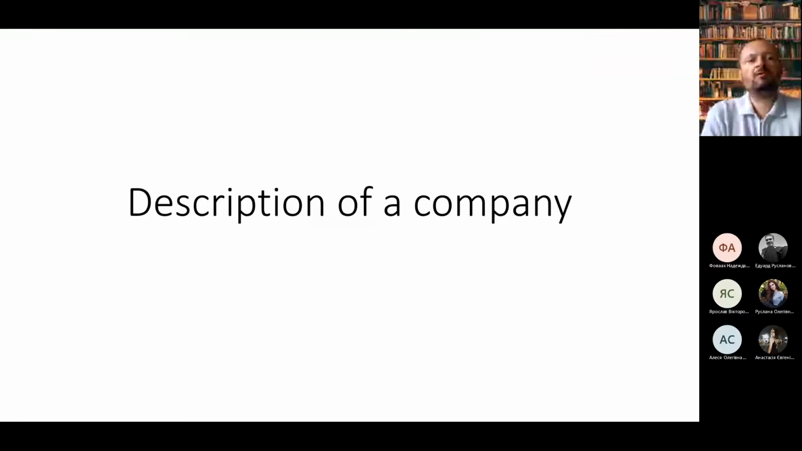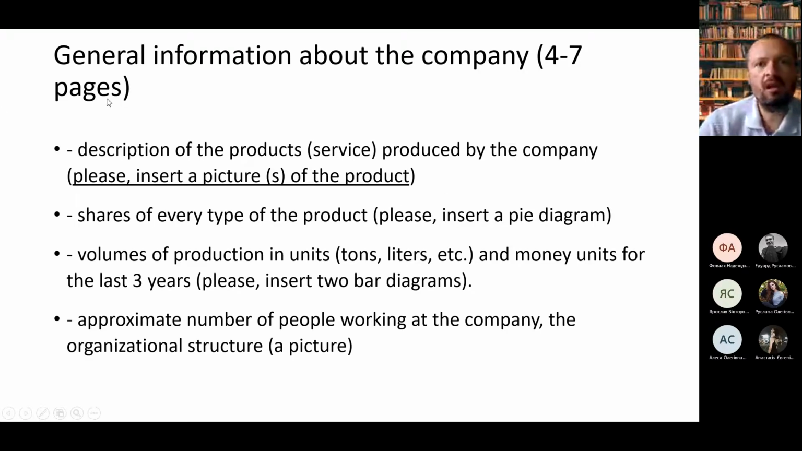Dear students, do you see my presentation where the description of the company is written? Yes, we see. Okay, so in 3 weeks, you have to prepare such a description. You have to choose a company, and the company should produce products or services. You have to provide some pictures of the products, or if it is services, how the company provides these services, like it was with glasses. Okay, this is my example.